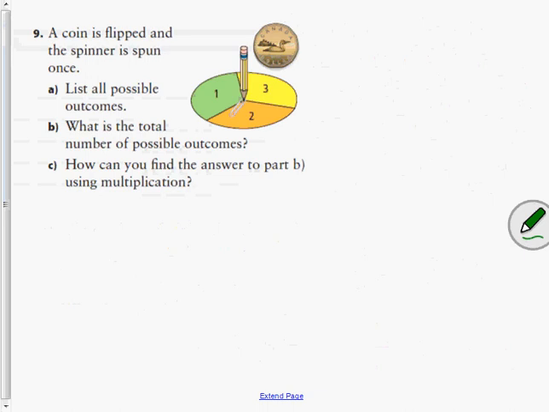Question 9 says a coin is flipped and a spinner is spun. List all the possible outcomes. So I'm going to try and do it without a table or a tree diagram. But I know heads 1, heads 2, heads 3, tails 1, tails 2, and finally tails 3. There are 6 possible outcomes.